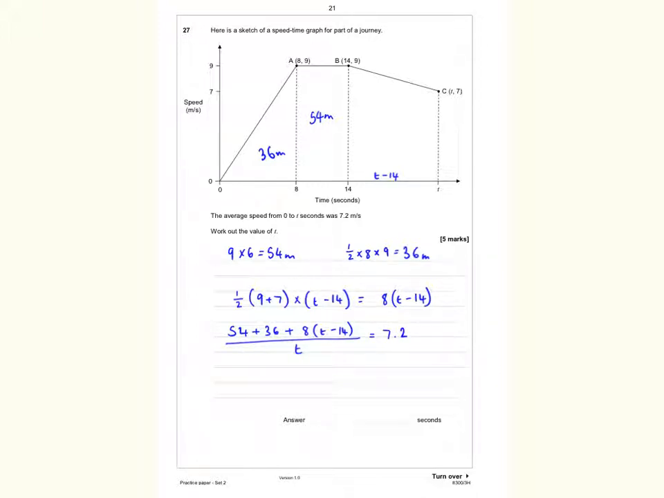Now notice how here we had a problem with writing one of our areas in terms of t, in algebra, but then we've got more information here.